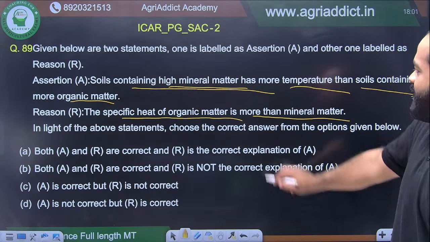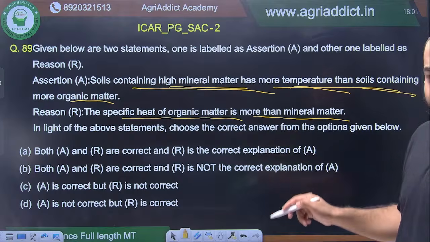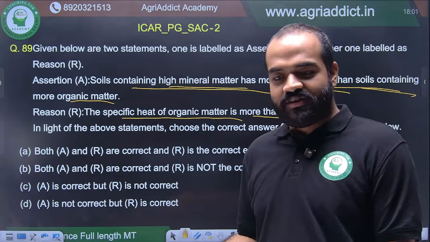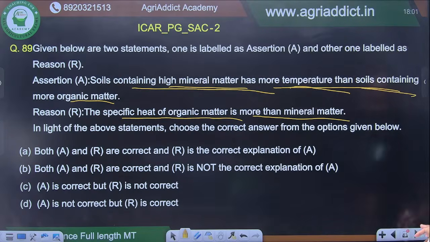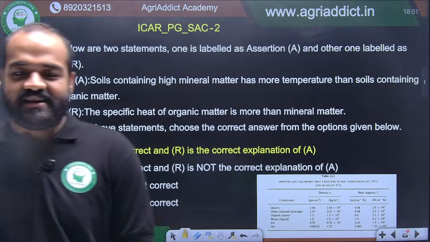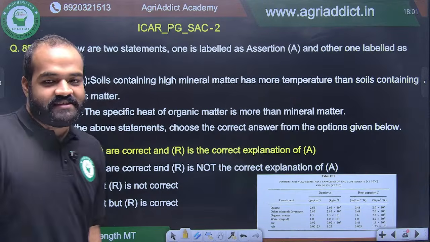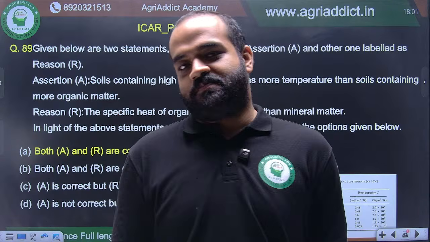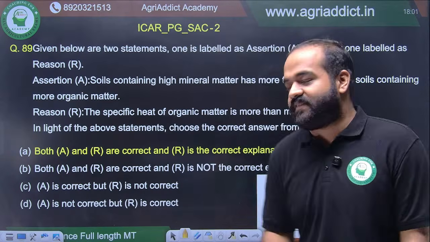"Soil containing high mineral matter has more temperature than soil containing more organic matter is wrong." How can you say it is wrong? It is not at all wrong. Of course, it is option A. Both A and R are correct and it is the correct explanation. See, I think you have a problem in understanding what is specific heat. I will tell you. Don't worry.